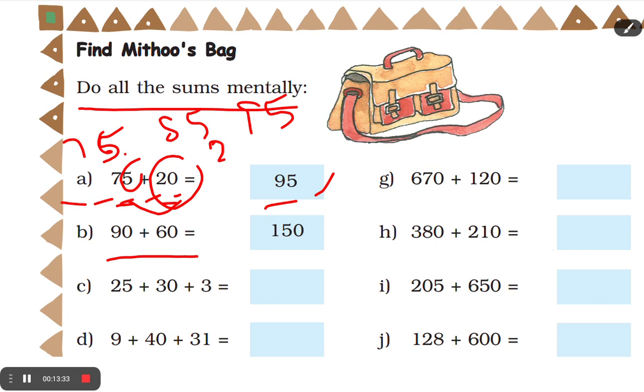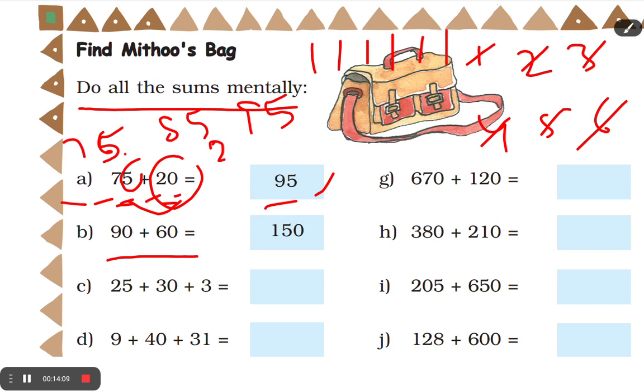So 90 and 60. 90 is the bigger number. 60 means how many tens? 6 tens. 1, 2, 3, 4, 5, 6. I have to count 6 tens, right? So after 90, 100, 110, 120, 130, 140, 150. I have counted in tens. How many tens do I have to count? 6 tens, right? 1, 2, 3, 4, 5, 6. So I got 150.